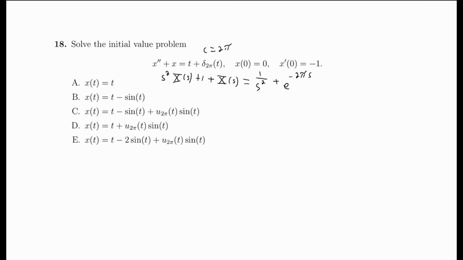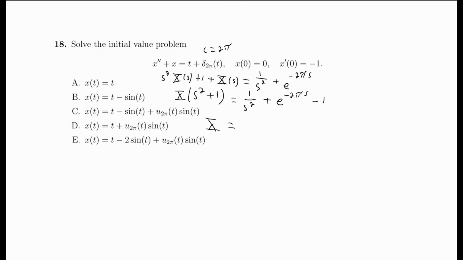Now we need to start isolating our big X, so we'll move this 1 over to the right-hand side and we'll factor out these x's. So we'll get big X, I'm going to stop writing the of s, but remember that big X is a function, times s squared plus 1. The 1 is coming from there, and then we're going to move this term over to the right-hand side. So that will become 1 over s squared plus e to the negative 2 pi s minus 1. We'll go ahead and divide by this term.